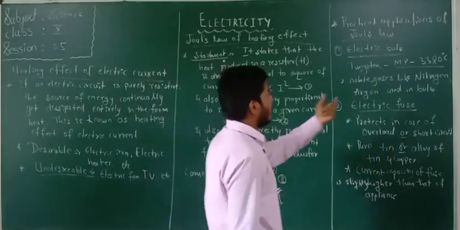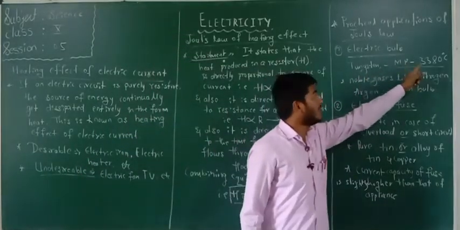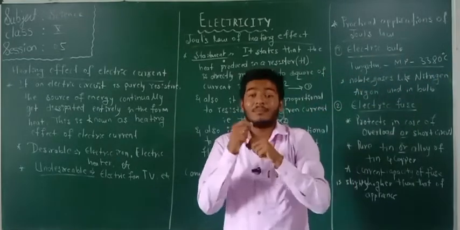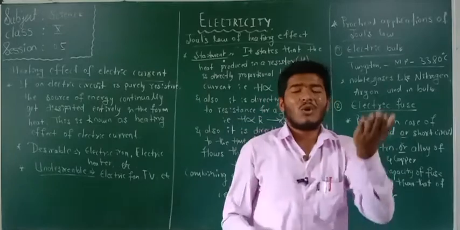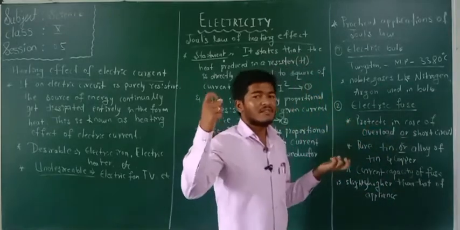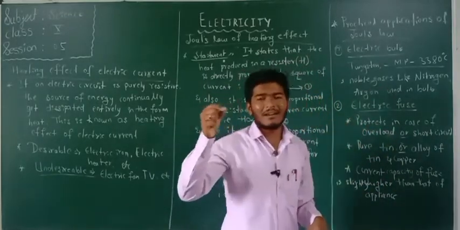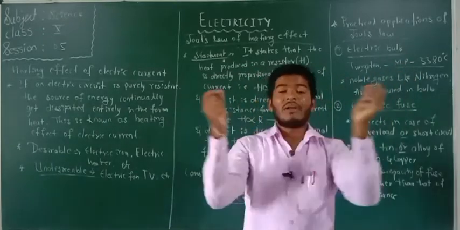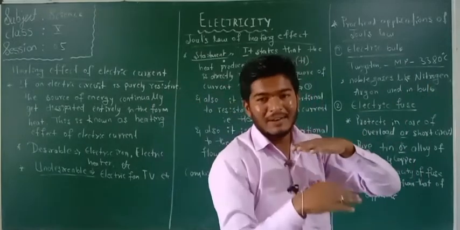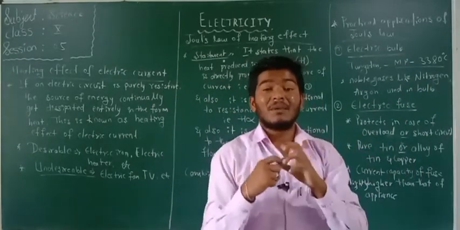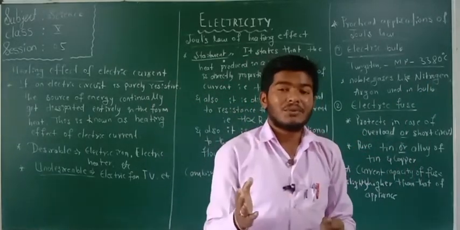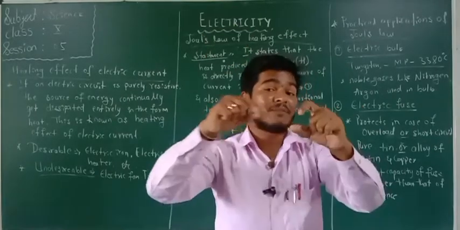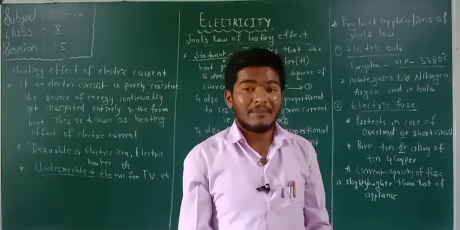Because the filament, tungsten, has a melting point of 3380 degrees Celsius. When any conductor is heated, imagine that you have a conductor with a very low melting point placed in a bulb. When current flows through that filament, heat will be produced. If the amount of heat increases beyond the melting point of that filament, it will melt.